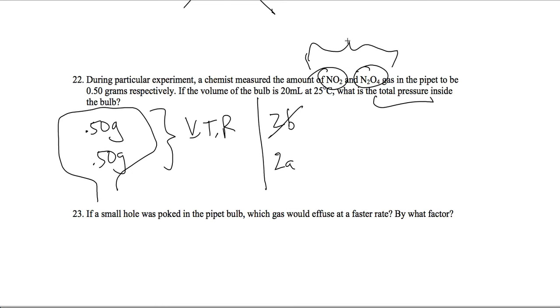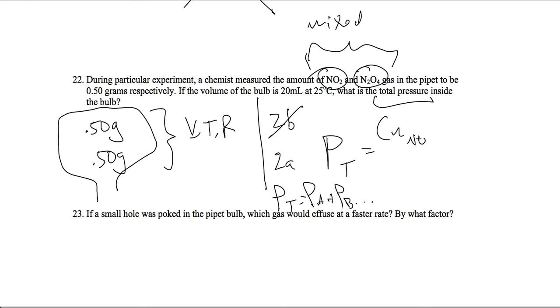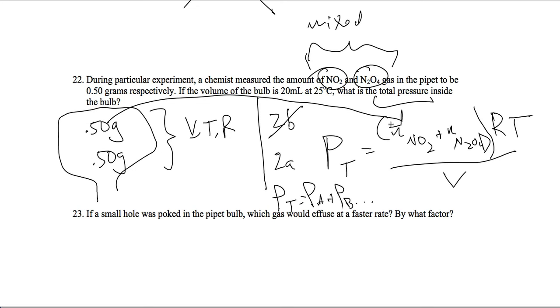Remember that this is a mixed gas problem. We have two gases, so P total is going to be equal to the sum. Remember 2a, which is P total equals PA plus PB, etc., can be reduced to this: (n NO2 plus n N2O4) RT divided by V, and we're going to plug into this equation. But the first thing you need to be able to do is convert these to moles and then plug them in here.